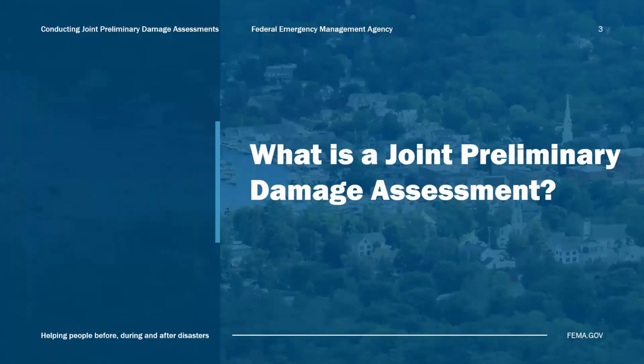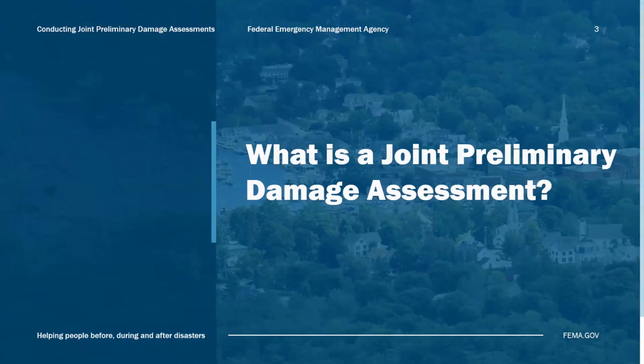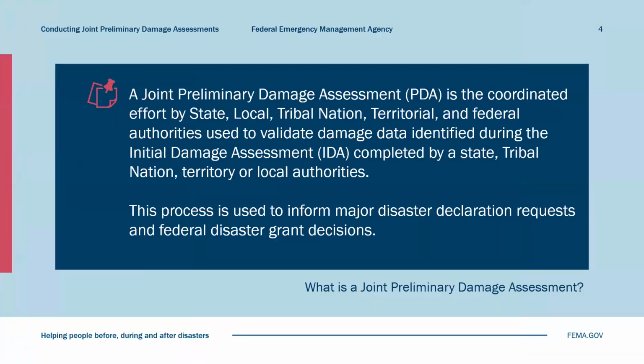First, we'll provide an overview of the Joint PDA process and explain their importance. A Joint PDA is the coordinated effort by state, local, tribal nation, territorial, and federal authorities used to validate damage data identified during the initial damage assessment completed by a state, tribal nation, territory, or local authorities. This process is used to inform major disaster declaration requests and federal disaster grant decisions.